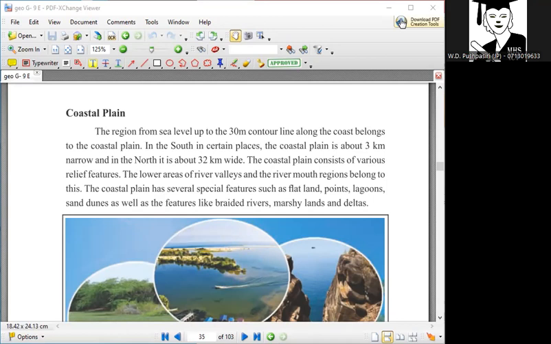Yes. Coastal plain means the area where we live, right? From the sea up to 30 meters, or 30 kilometers, upcountry. If we make a contour line at 30 meters, all the beach side and coastal area is called coastal plain. Due to many natural activities, there are many features in the coastal area, like lagoons, rivers, and points. There are many of them, right?